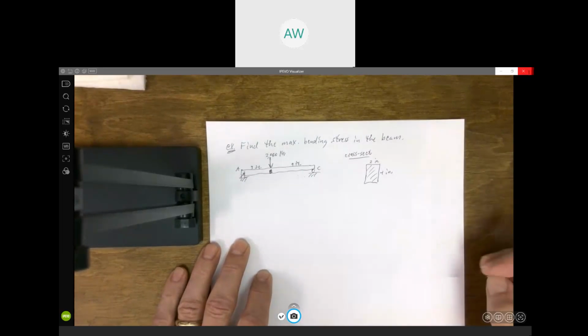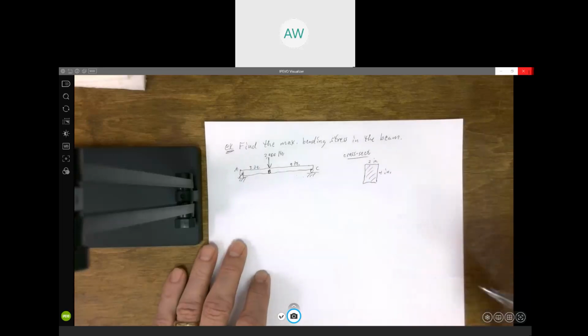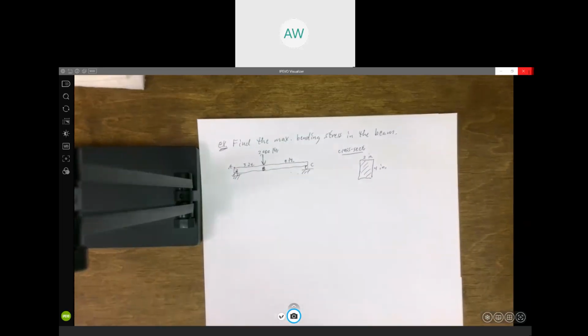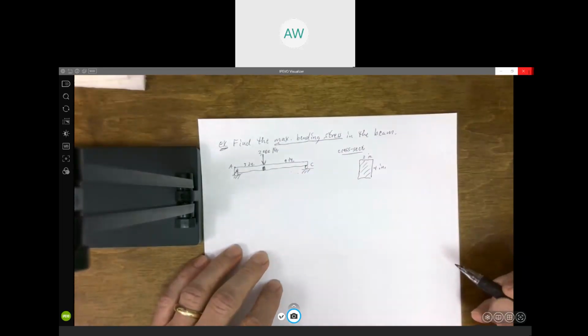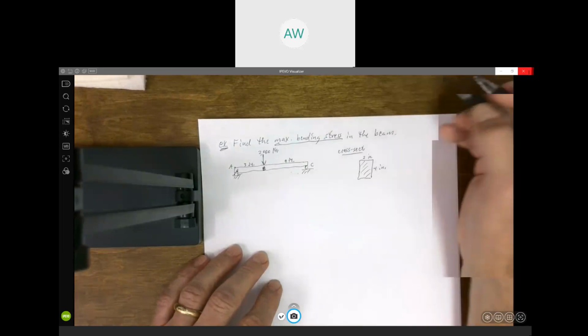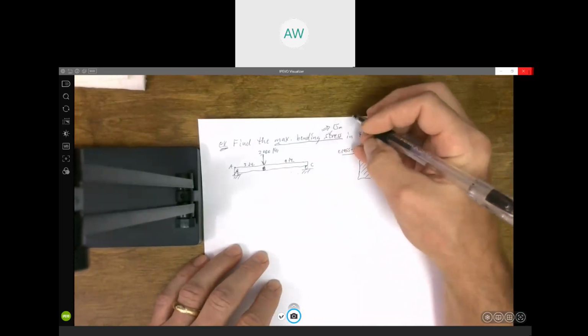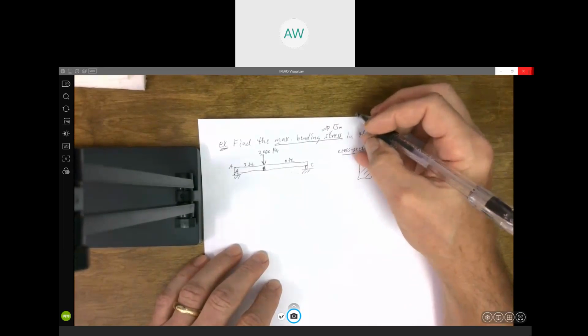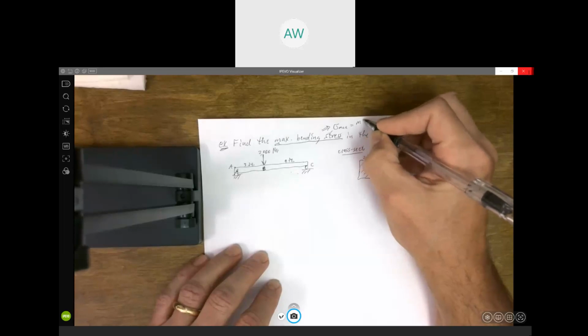Now, a couple of things before we go any further. One, notice the previous problem asked you to find the maximum tension and compression stresses in the beam. This just asks for the maximum bending stress. All right, so here's where you would, if you want to use the formula that's in the book that I mentioned first, I mentioned this right at the end of class on Friday. There's this formula in your book. It says sigma max equals MC over I.